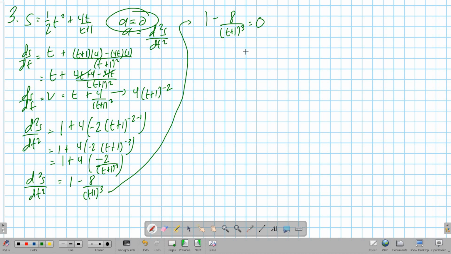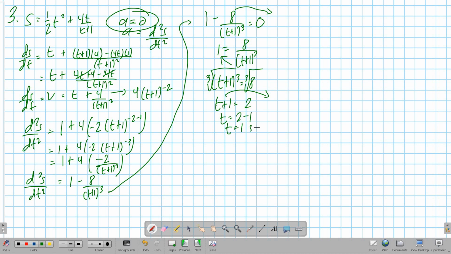Then we have to solve for t. We transpose it, so I'm going to have 1 is equal to 8 over t plus 1 cubed. By cross multiplication, t plus 1 cubed is equal to 8. Getting the cube root of each side, because that's a cube, we get t plus 1 is equal to 2. We don't need plus or minus because it's an odd root, so it will just really be 2. Transposing, t becomes 2 minus 1. Therefore, t is equal to 1 second.